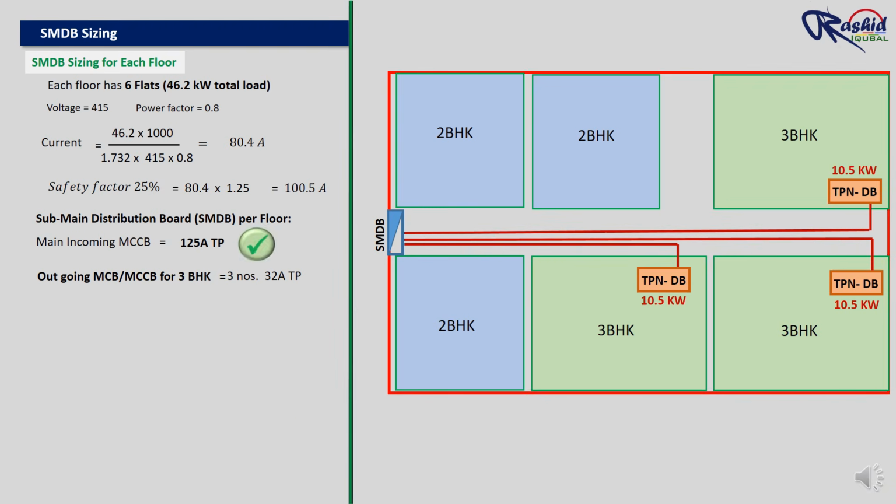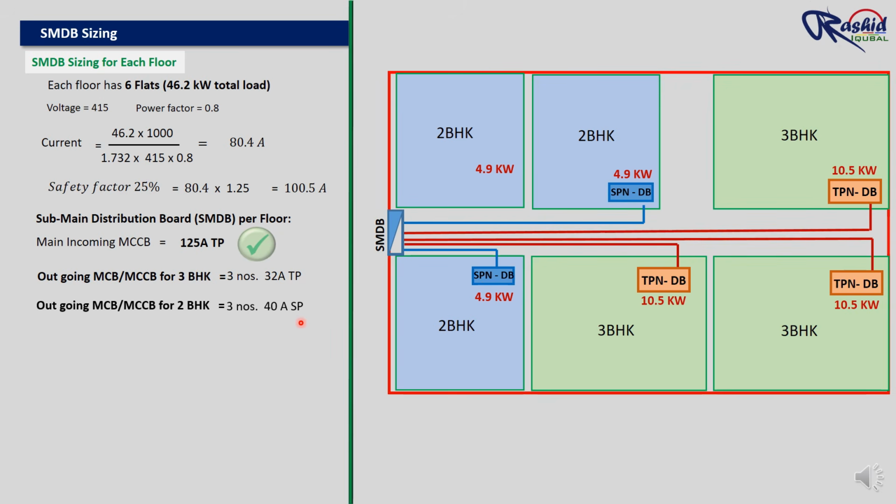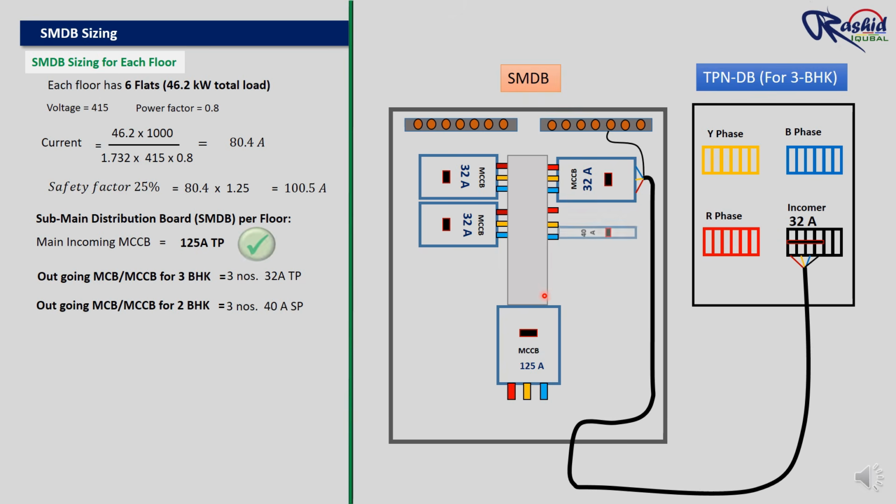Now for the 2 BHK flat, each 2 BHK flat has a total load of 4.9 kilowatt, and we have 3 flats. So we can select a 40 ampere SP MCCB, that is a single phase MCCB, for each 2 BHK flat. So we require here 3 numbers of 40 ampere SP MCCB for 3 numbers of 2 BHK flats.